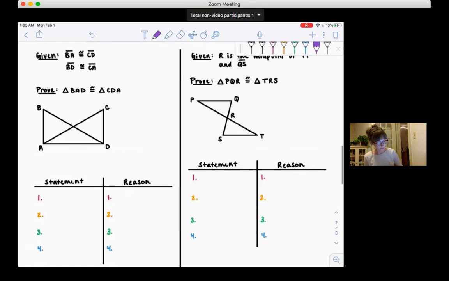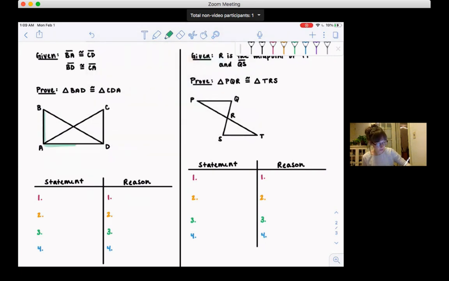All right, for our first proof, we're given BA congruent to CD and BD congruent to CA, and we want to prove triangle BAD congruent to triangle CDA. So it is often helpful to locate the triangles that you want to prove congruent if there are multiple triangles in the diagram. So we see that there's a triangle here, there's a triangle here, there's a triangle here, and then we have these bigger overlapping triangles. So let's make sure we know what triangles we're actually talking about.